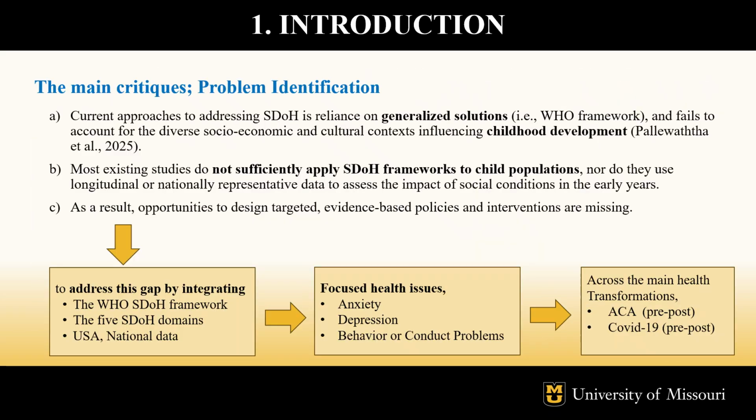A main critique of current social determinants of health frameworks is their reliance on generalized solutions, which often fail to reflect the diverse social and cultural context influencing childhood development. Most studies also lack child-focused, longitudinal, or nationally representative data, limiting our ability to create targeted, evidence-based interventions for children's health. To address this gap, this study draws on the WHO Social Determinants of Health framework and five key social determinants of health domains in the Healthy People 2030 using national data from the United States.